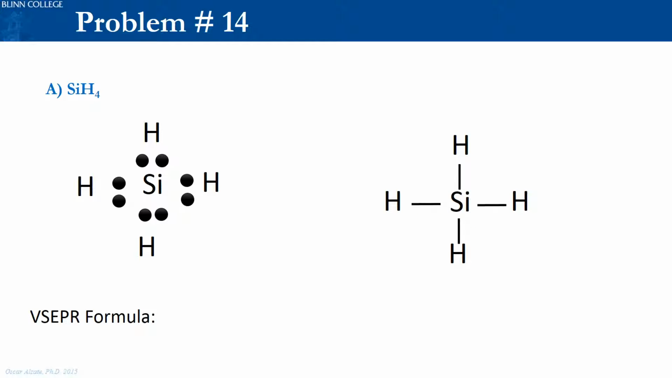For the VSEPR formula, we have AX subscript 4. A indicates a central atom, and the X subscript 4 tells us that there are 4 attached atoms to the central atom, which results in a tetrahedral shape, and it has an angle of 109.5 degrees.